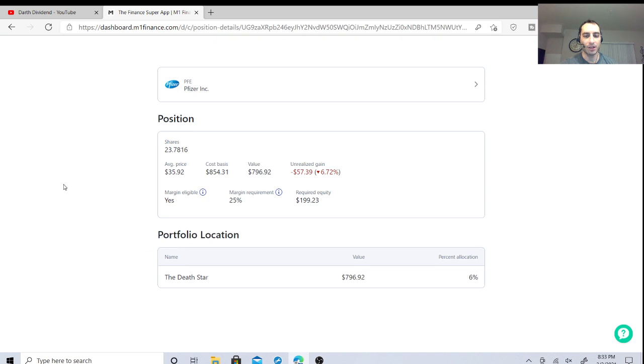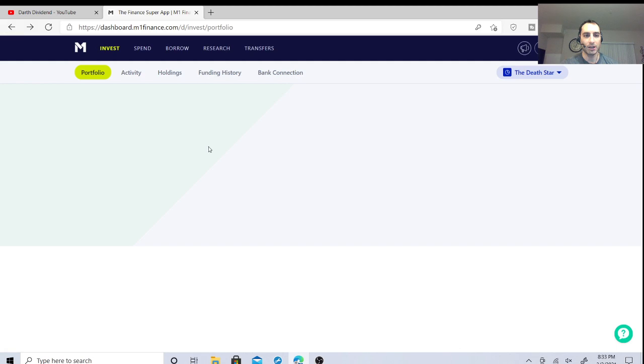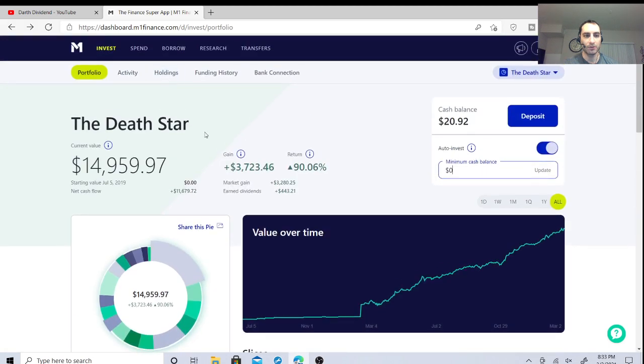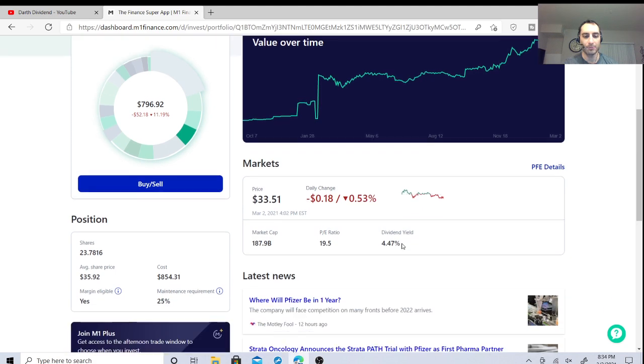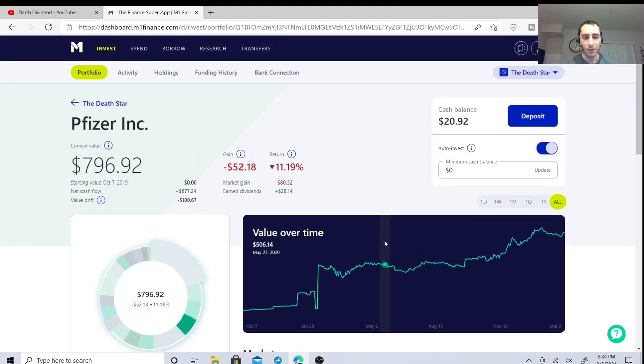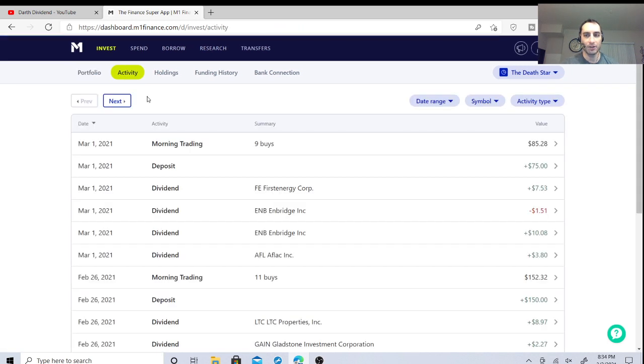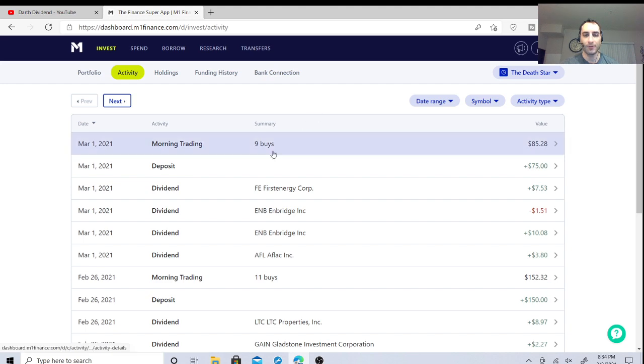Look at this. I have 23.78 shares. If you look at my holdings, let's just click Pfizer. They have earned me $28.14. I'm basically almost buying new shares of Pfizer. So you have 23 or so shares, and you can pretty much get more shares because of Pfizer and the compound interest. I'm telling you, take advantage of that, especially if you have an M1 Finance portfolio.